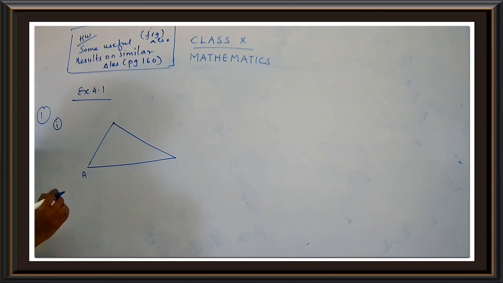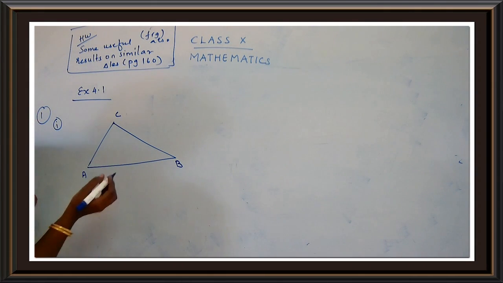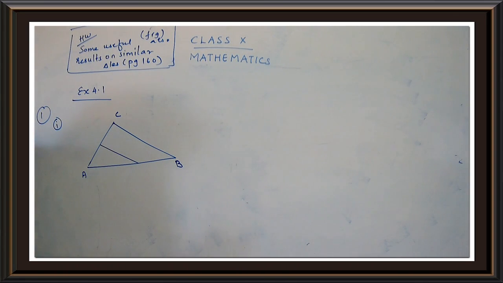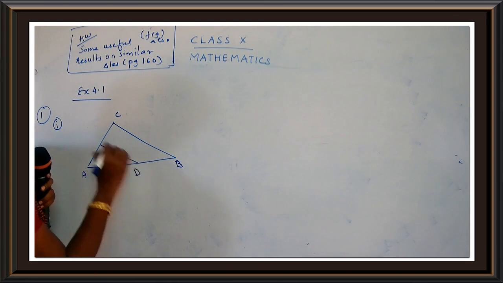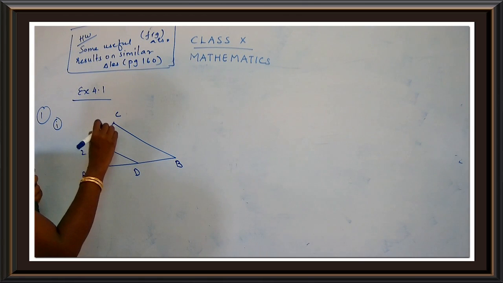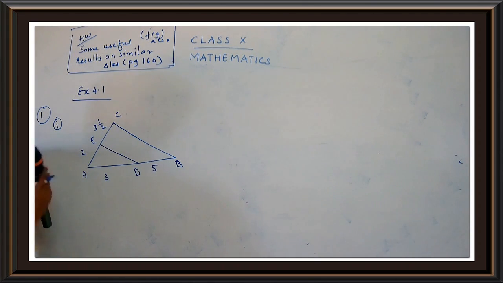A, B, C, D, E. D, E. Write down the measurements 2, 3.5, then 3, 5. So write down all the details that are given to you. So check whether the triangles are similar.